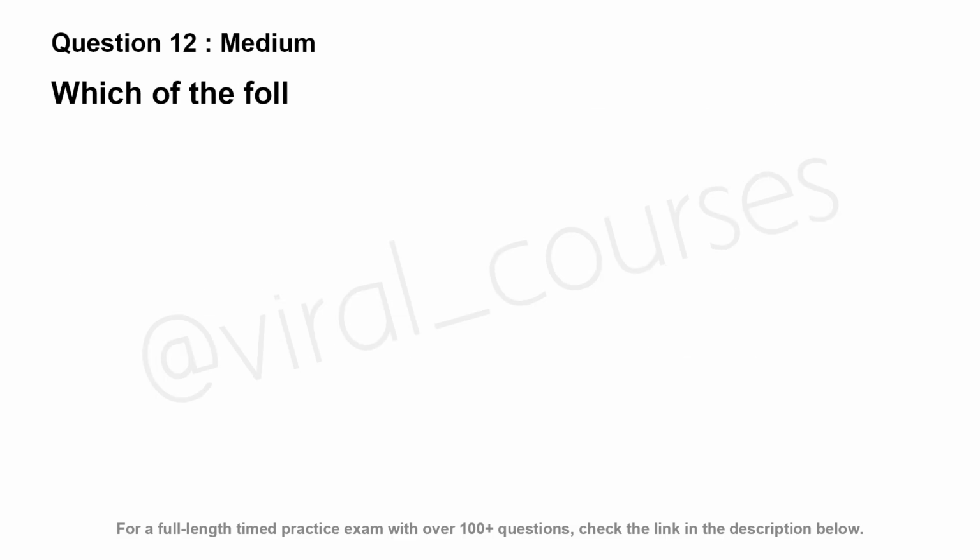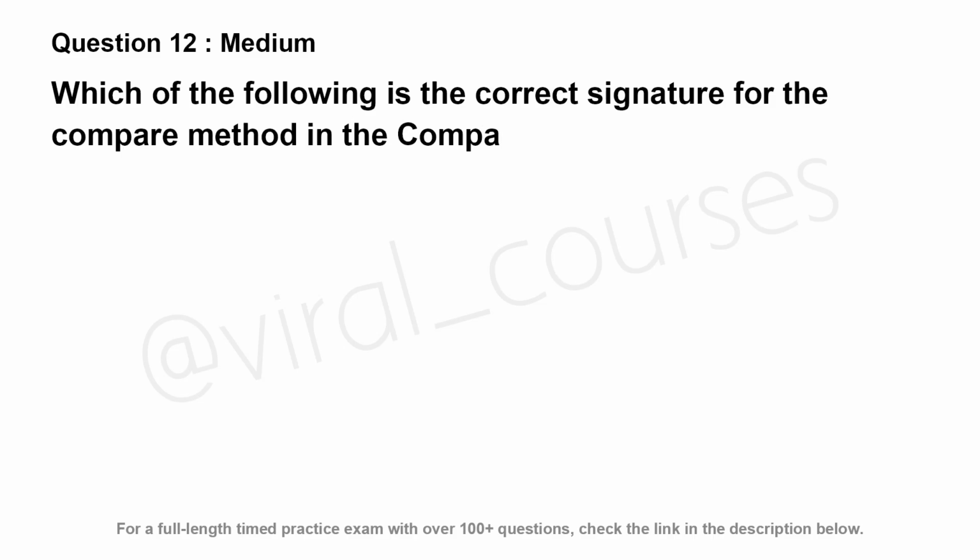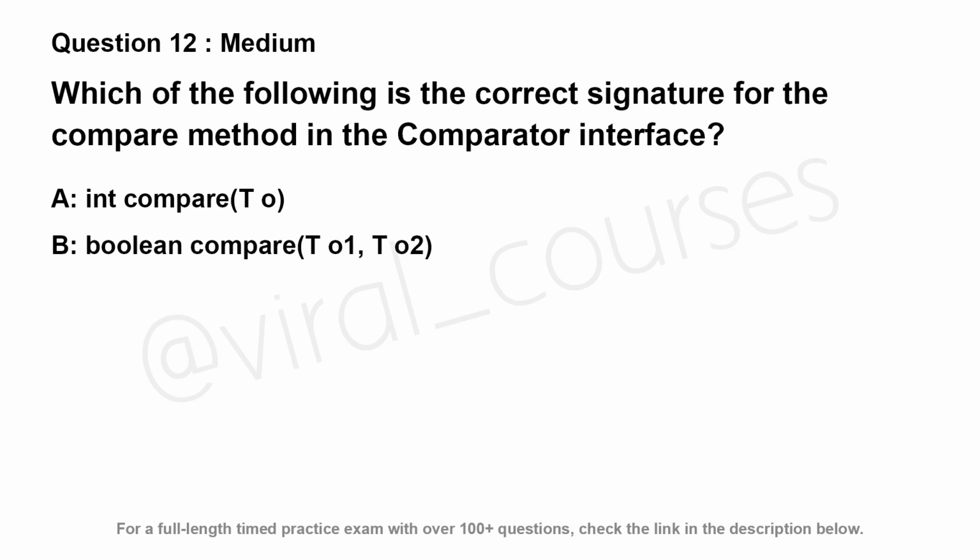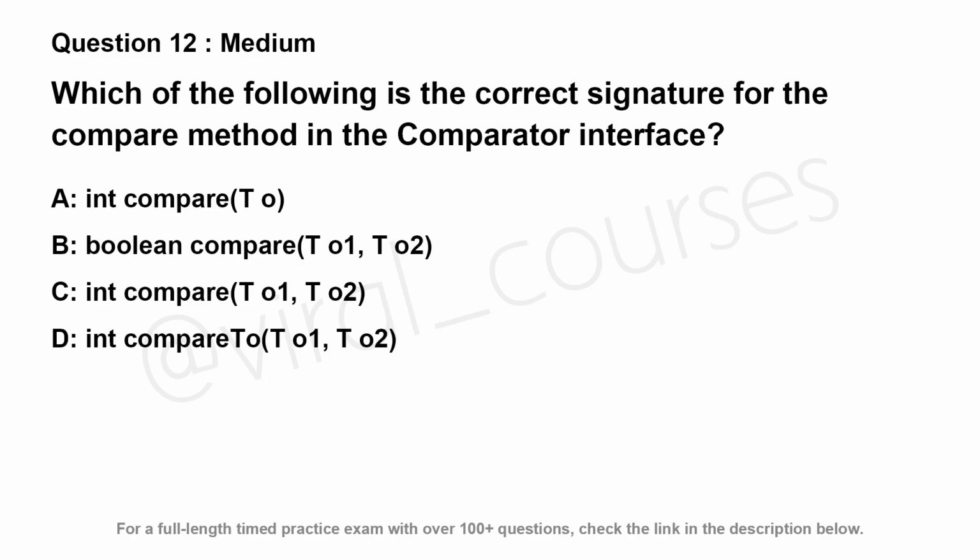Which of the following is the correct signature for the compare method in the Comparator interface? Option A. int compare(T o). Option B. boolean compare(T o1, T o2). Option C. int compare(T o1, T o2). Option D. int compareTo(T o1, T o2).